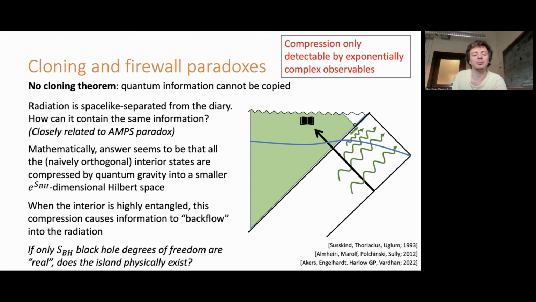But this still begs the question: if only e to the S_BH degrees of freedom describing this whole giant interior of the black hole are actually real, if microscopically we only have this comparatively small Hilbert space that's supposed to secretly describe this much larger number of degrees of freedom, then do those degrees of freedom actually exist at all? Is the interior of the black hole real, or is it just some convenient mathematical fiction that lets you do calculations?